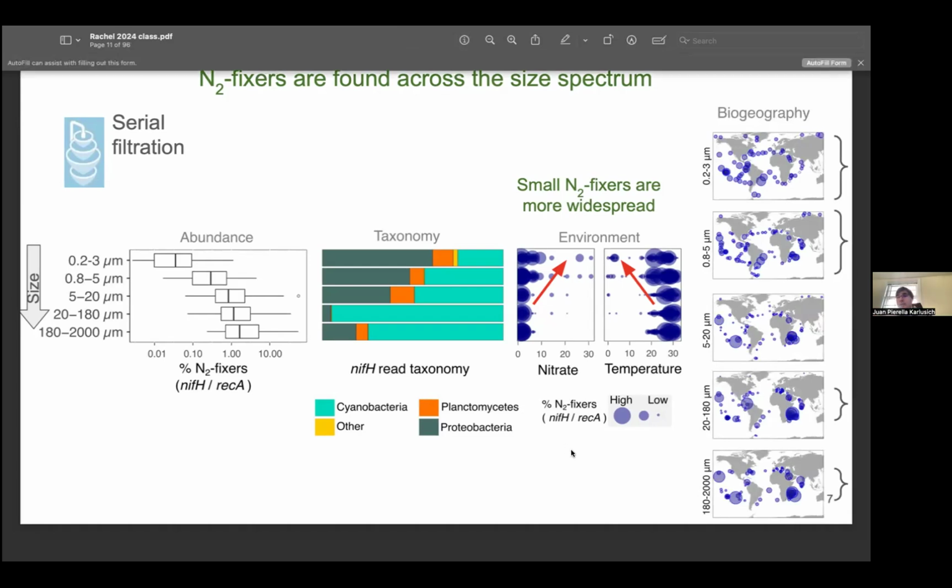And well, all these patterns of environmental constraints in terms of temperature, for example, between the size fractions are very clearly illustrated when plotting the biogeography, in which we see that the smaller nitrogen fixers are widespread in terms of latitudinal gradient, but the larger nitrogen fixers are more constrained to tropical and subtropical regions. And this is very useful information in the context of climate change and the tropicalization of the oceans.